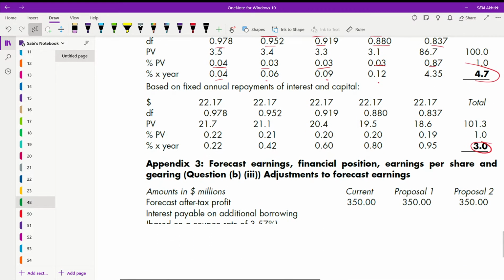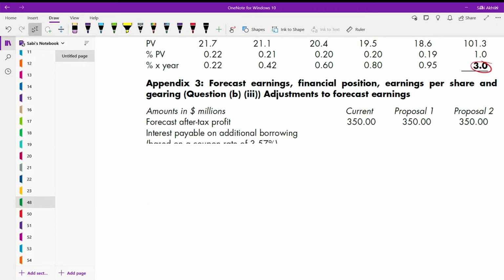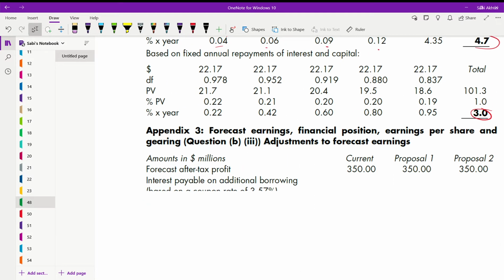Now coming to appendix 3. The rest is all for your reconstruction. Only this much is for investment, this bond valuation. Coming to question 50.